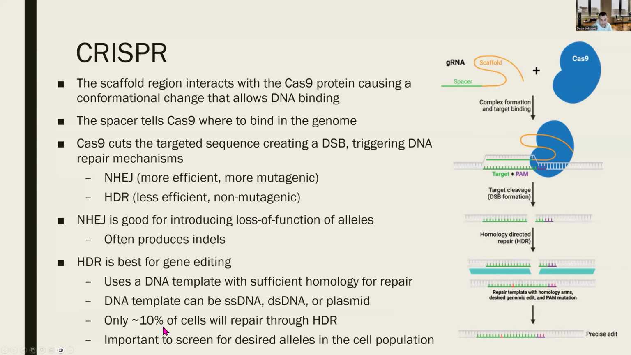The thing we have to watch out for is this. Even when we induce HDR at its highest levels, only about 10% of the cells will actually be repaired through HDR. The other 90% are probably going to get repaired through non-homologous end joining, which could be mutagenic. So it's very, very important, if you're using CRISPR to introduce transgenes, to modify genes, or to repair genes, that you're screening your population and making sure that the ones you're investigating or using are ones that were created through HDR and not through NHEJ.